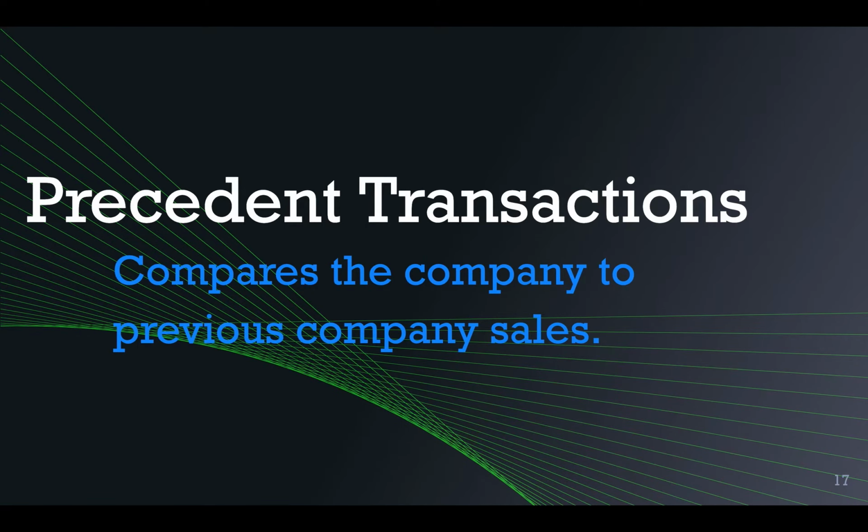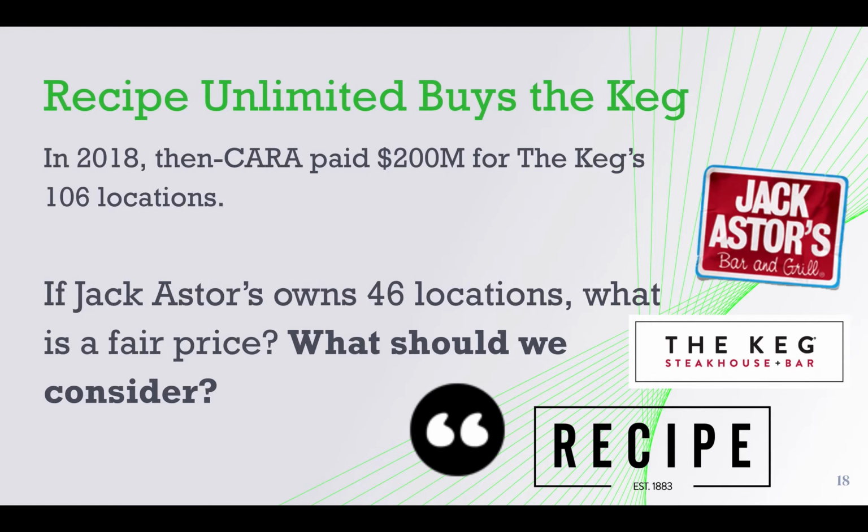So we could also look at precedent transactions, comparing the company to previous sales that we've seen. So in 2018, Cara, the restaurant chain, paid $200 million for the Keg, 106 locations. So what would a comparable price be for Jack Astor's, which has 56 locations? Well, we want to ask: are they the same size as the Keg? Is Jack Astor's as profitable as the Keg? Does the Keg have a little bit of a better brand name?